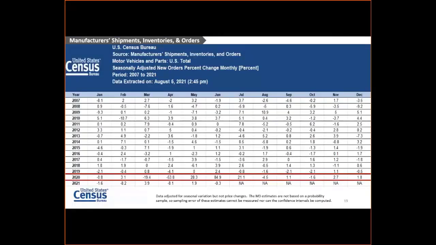And here's an illustration of the monthly percentage change of new orders for motor vehicles and parts. The data shows a huge decline in fluctuation of new orders due to the pandemic.